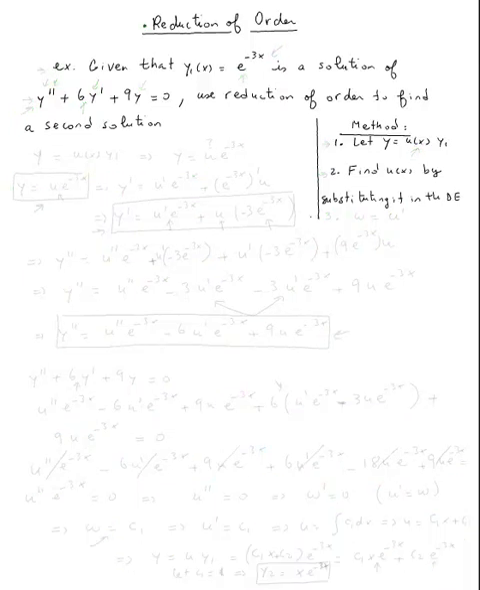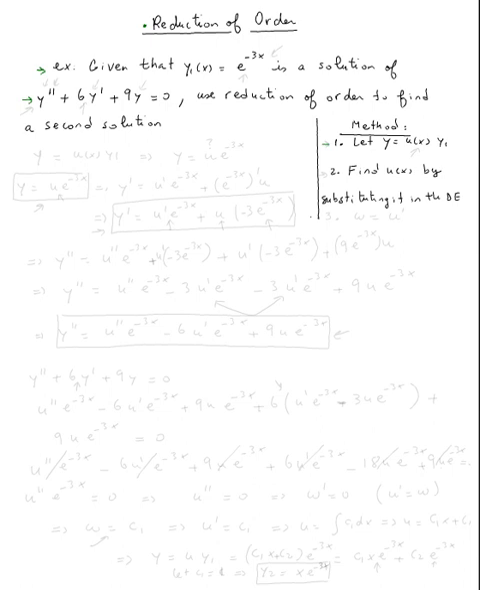The topic is reduction of order. So let's do this example. Given that y1 of x is equal to e to the negative 3x is a solution of the second derivative of y plus 6y prime plus 9y equals 0, use reduction of order to find the second solution.